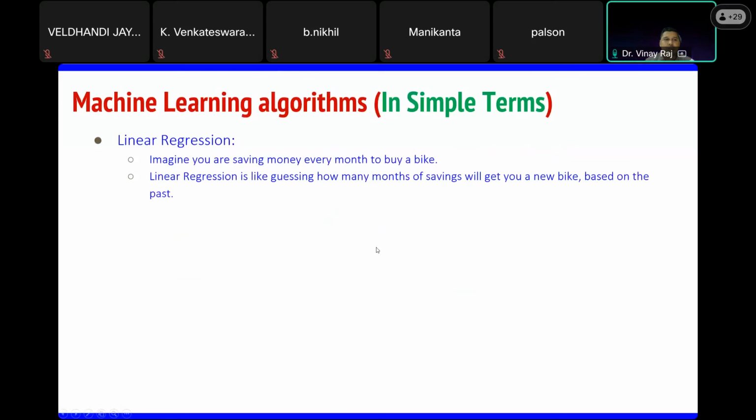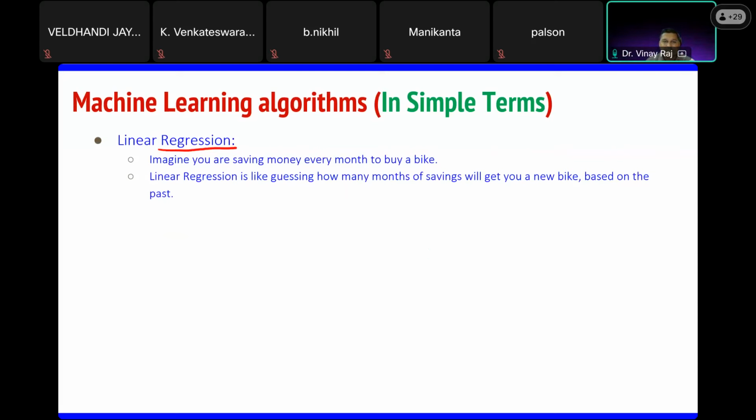So first one, linear regression, or more specifically regression analysis. What is this linear regression? Imagine you are saving money every month to buy a bike. You want to purchase a bike, you are saving money for that, from January or from this June or July. Linear regression is like guessing how many months of saving will get you a new bike.